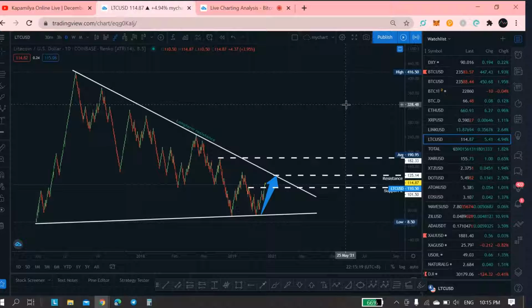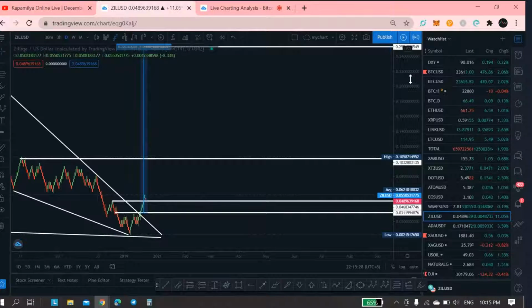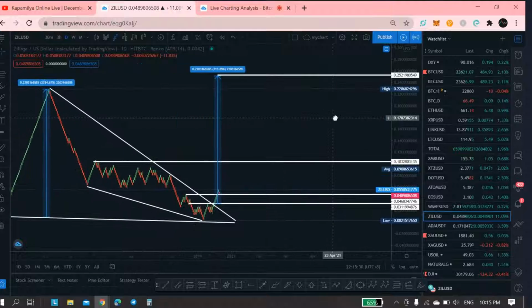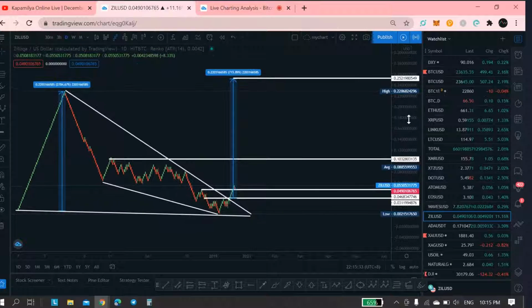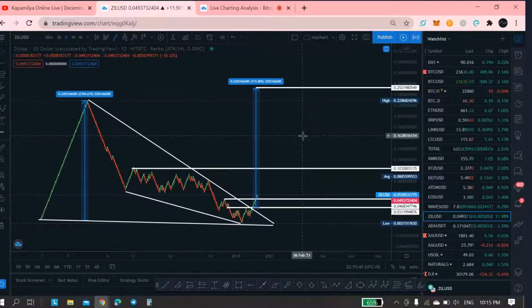So next, what else? Oh, I'd like to share this one, this Zilla. Actually, I bought it before the staking started, I think around this area. It's currently retesting the support. So currently I'm still holding it and I'm staking it and getting some returns, added Zilliqa coins and GZIL or governance ZIL tokens.